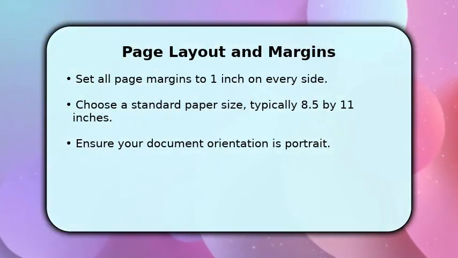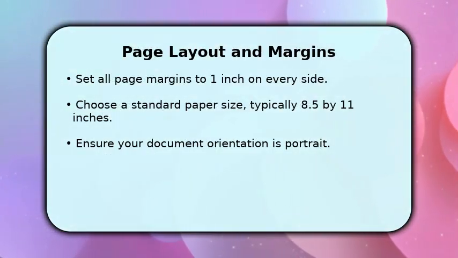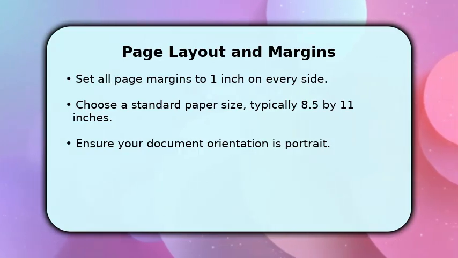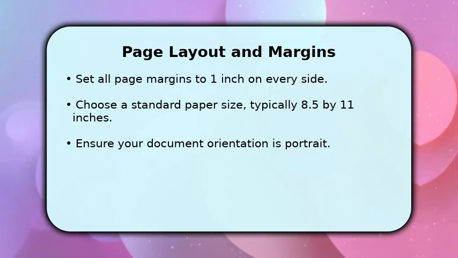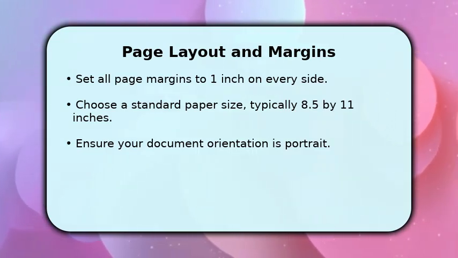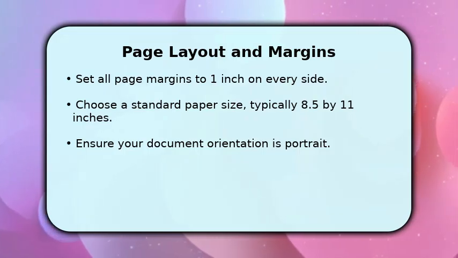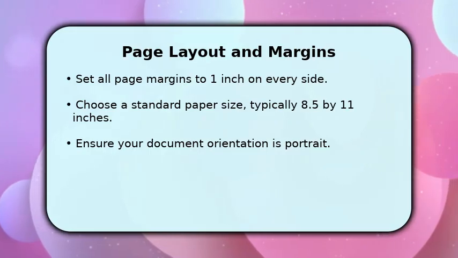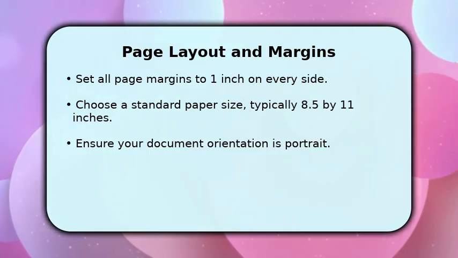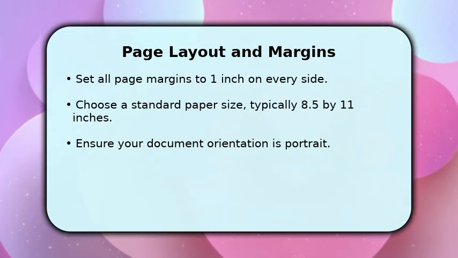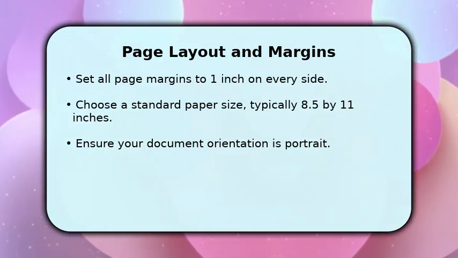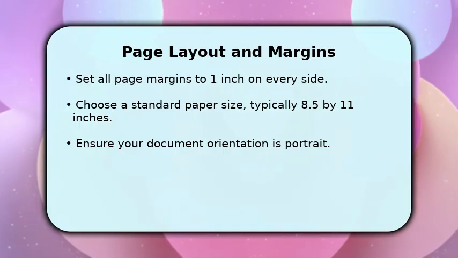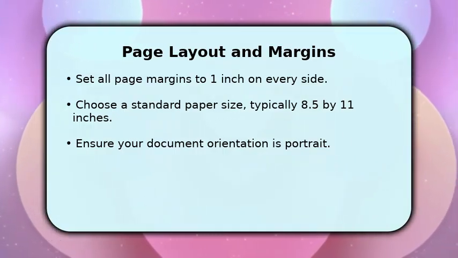Now let's focus on the page layout and margins. For APA style, all margins, top, bottom, left, and right, must be set to 1 inch. You can find this setting in the Layout tab under Margins. Also, confirm your paper size is standard letter, which is 8.5 by 11 inches, and the orientation is portrait. These foundational settings are essential for a compliant APA document.